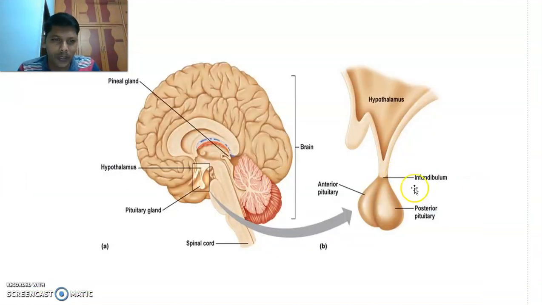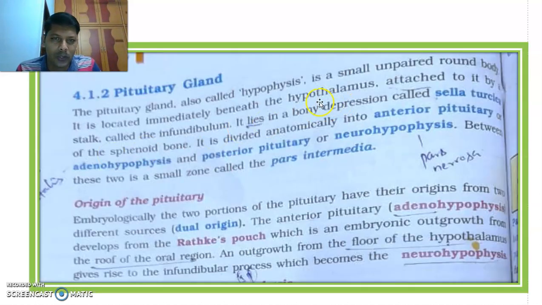I will show you that here. You can see this small piece. This is the smallest endocrine gland, which is also called the master gland, or hypophysis. Earlier you learned the hypothalamus. This is the hypophysis. It is small and unpaired, only one in number. That's why we use the term unpaired round body.